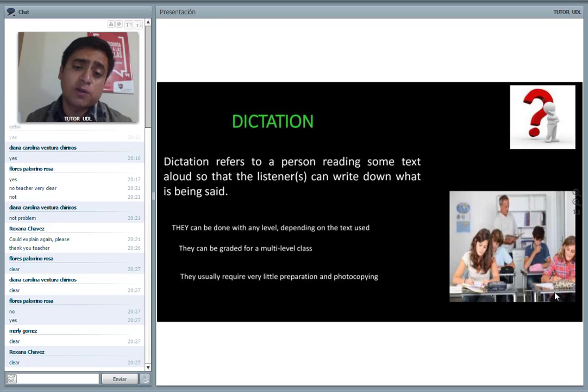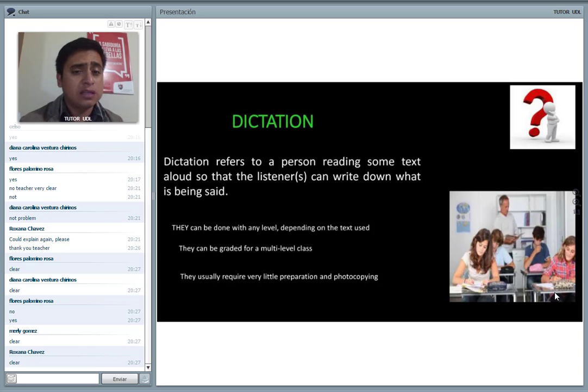So dictation refers to a person reading some text aloud, and the listener or listeners write down what is being said. For example, if you are teaching occupations and jobs, maybe they can get a piece of paper and you dictate the words and they have to write. Or maybe you can spell when they are learning the alphabet, letter by letter in order to make a word. So that's another kind of dictation that you can use with your students.